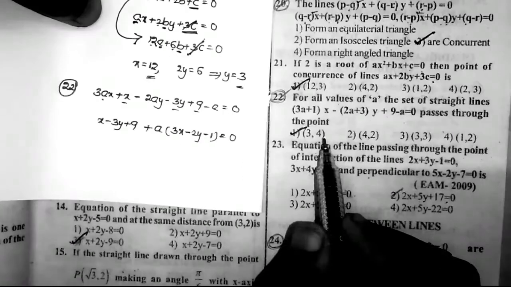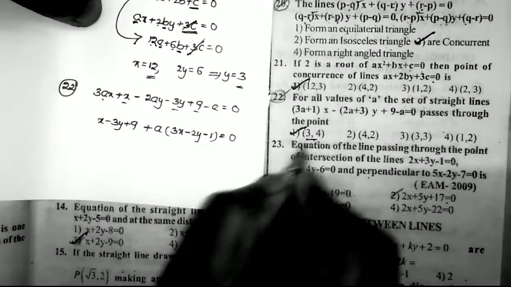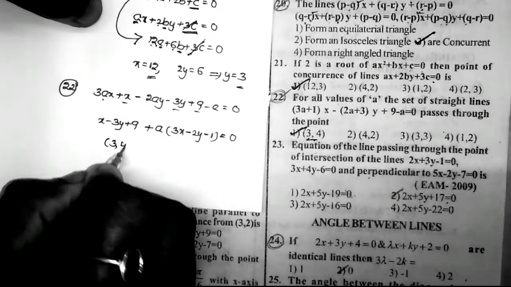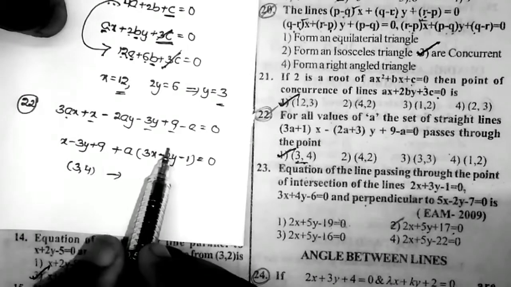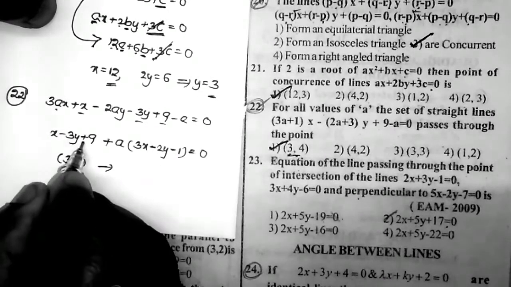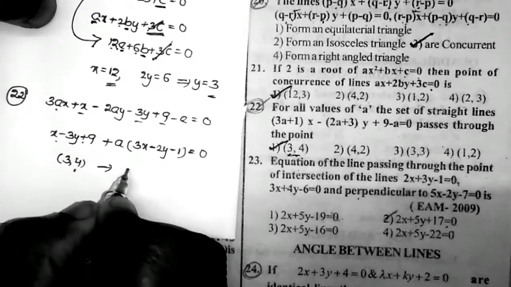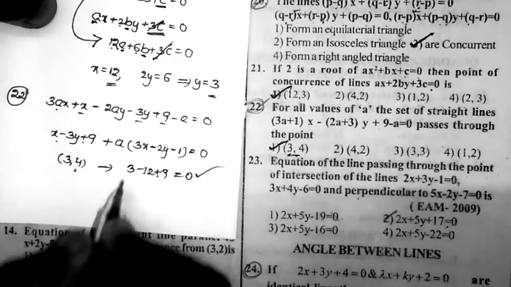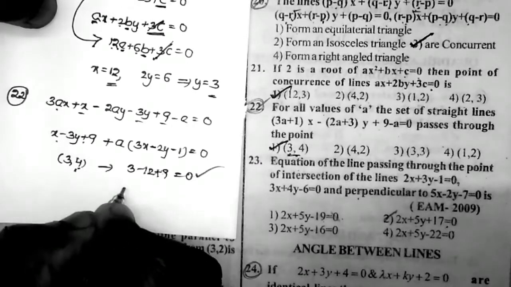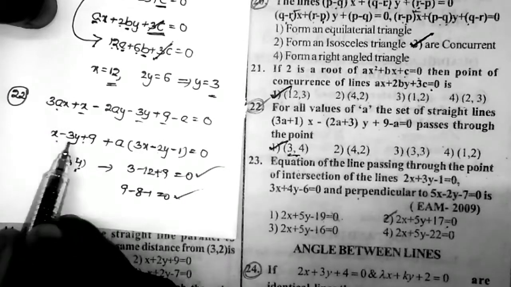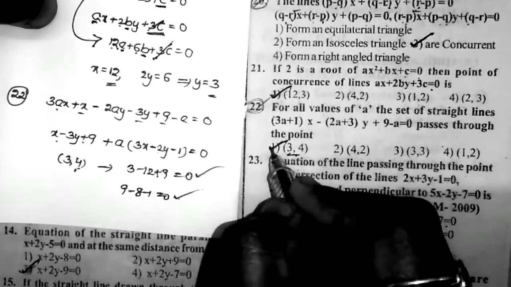What is the given question? We want the point of concurrence. We just take the verification. What is the first option here? (3, 4). Now replacing the point (3, 4) in the line equations, what do we get? We can choose either method, finding the point of intersection of these two lines or point verification. I am taking point verification. That is the (3, 4) substitution. 3 minus 12 plus 9 is equal to 0. Yes, it is satisfied. Now replacing the same point in the second equation, 9 minus 8 minus 1 is equal to 0. So both equations are satisfied by this point. So this is the only correct option.